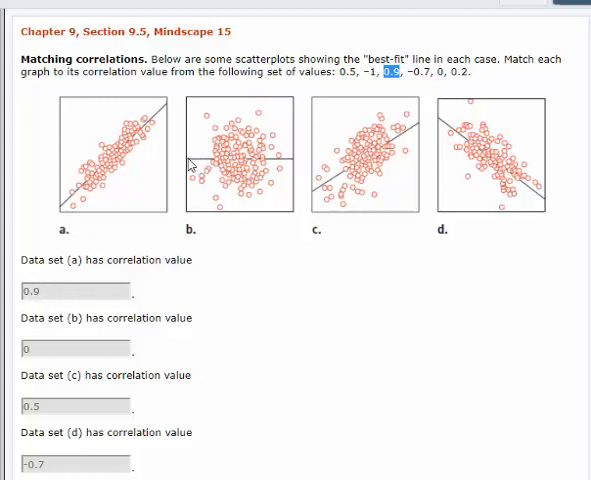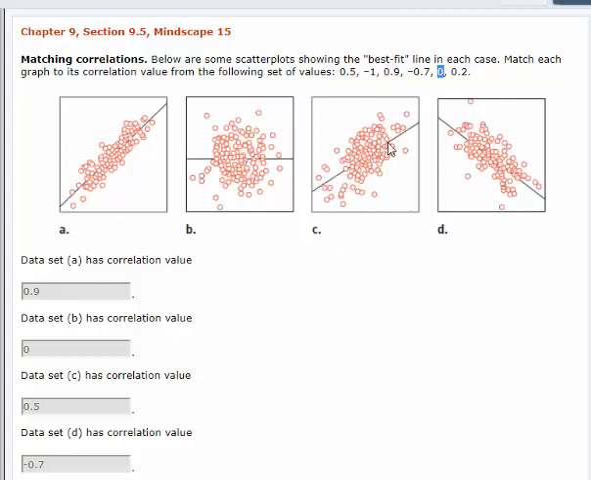For B, when you see a line that's flat like this through the data, it means there's no correlation between the data values. There's no positive or negative correlation, so its correlation value has to be 0.